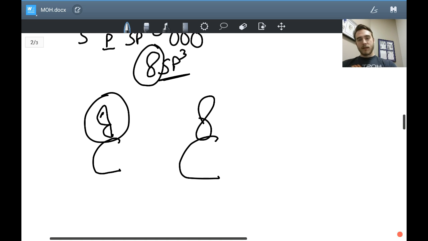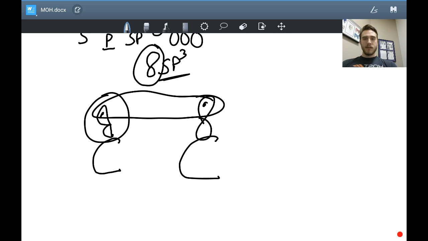And this one has an electron, this has an electron. They decide to bond together. That makes a covalent bond. And the bond between the two is called a sigma bond, denoted by the Greek letter sigma. It kind of looks like that.